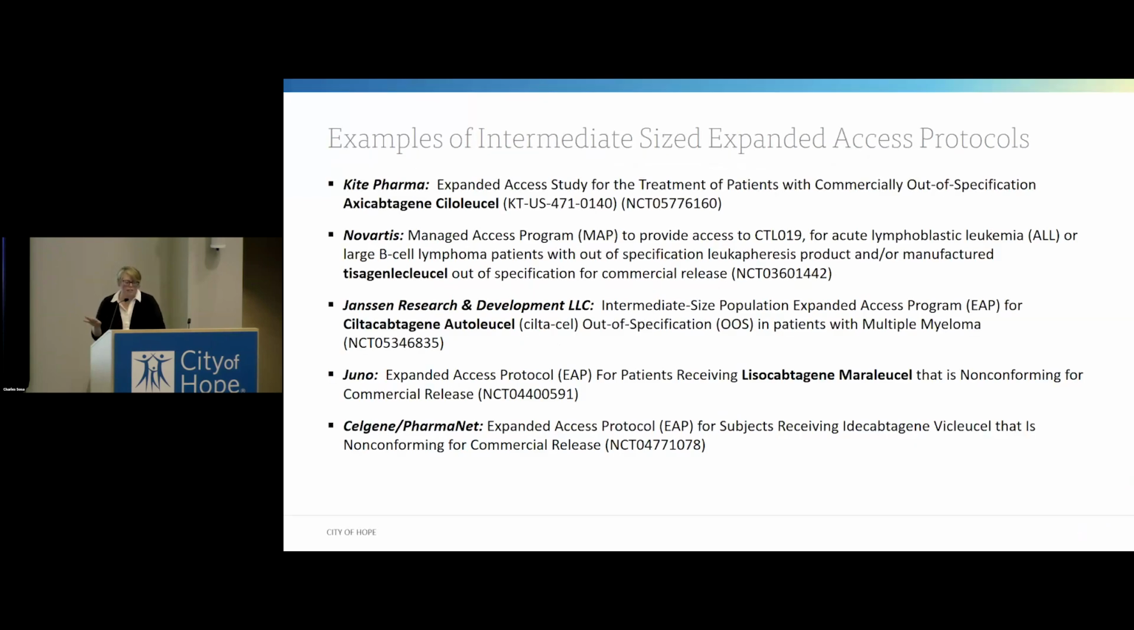So here are just a couple of examples of expanded access protocols for intermediate sized populations. They've really taken off. And another term for out of spec, you'll see they'll use the term non-conforming. I'm not even going to dare pronounce any of these drug names or product names because I just can't. But this is just a very limited list, and there are several more out there, and actually in other product types as well. And I've included the NCT numbers so you can look them up on clinicaltrials.gov if you're really interested.